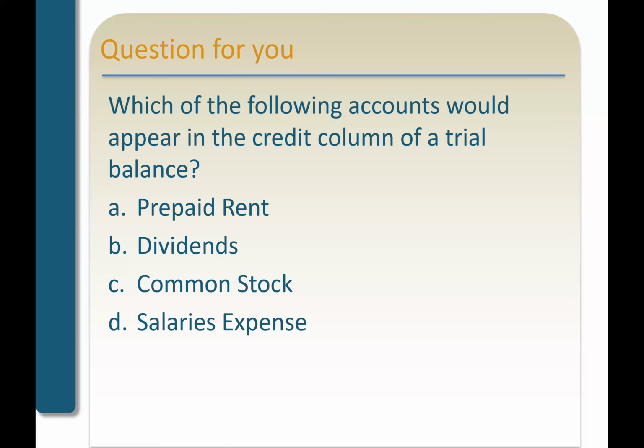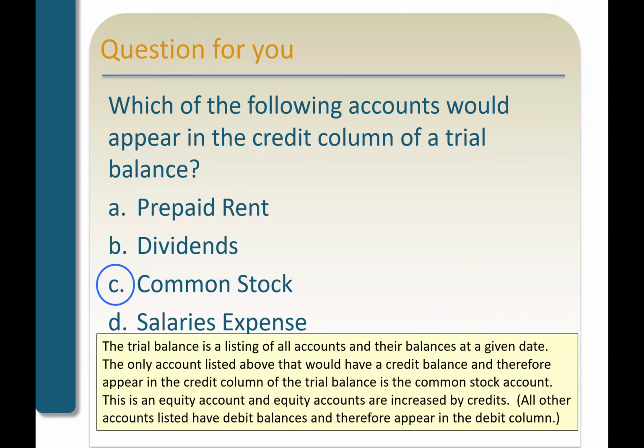Is it common stock? Yes, okay. Common stock is the only one that's going to have a credit balance, because prepaid rent's an asset. It has a debit balance. Dividends always have a debit balance. And expenses always have a debit balance.